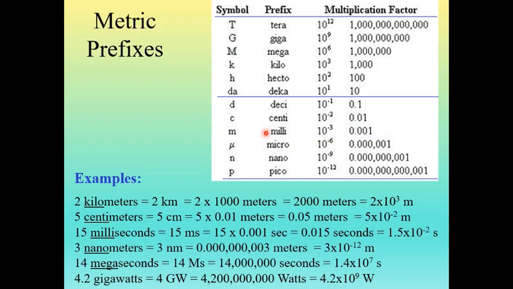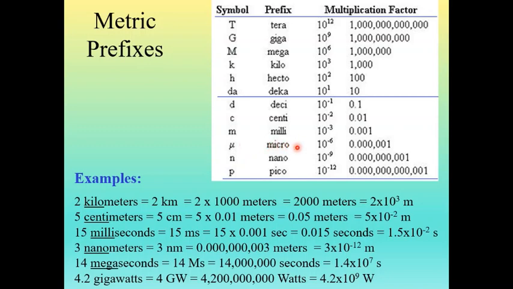Milli, as I mentioned before, sounds like it would mean 1 millionth, but it doesn't. It means 1,000th. It's 10 to the minus 3rd power, and milli is abbreviated with a lowercase m. Micro, which is 1 millionth, actually has a Greek symbol. It's the mu symbol. The lowercase Greek mu stands for micro, which means 1 millionth.